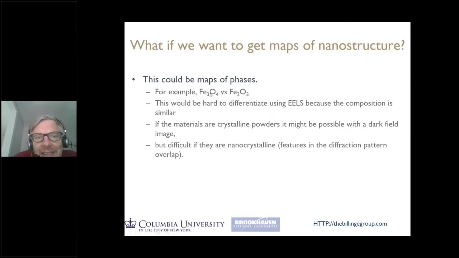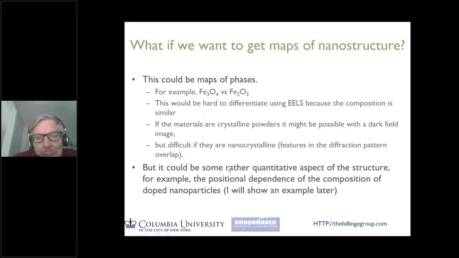Now if these are actually powders and you could find a distinct signal in the diffraction pattern, you could use dark field imaging, which I already showed you for the bacteria with the gold nanoparticles in. But if these are nano-crystalline, so they're very small particles, or if it's amorphous material, the signal in reciprocal space in a diffraction pattern is very broad, and the signals from these things will overlap, and it will become very difficult to actually make a spatial map of those structures using dark field imaging. So the question is, can we do better when we want to get maps of nanostructure?